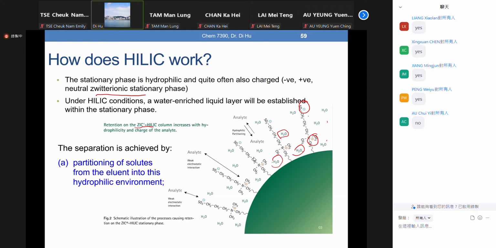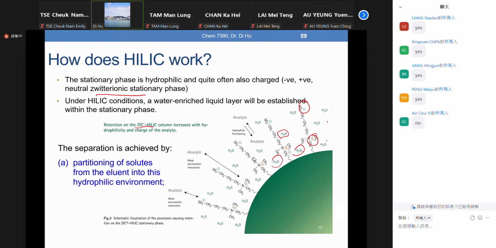This type of interaction includes hydrogen bonding, right? Okay, hydrogen bonding. And it also includes some dipole-dipole interactions, right? Therefore, both hydrogen bonding, the extent of which depends on the acidity or basicity of the analyte, and the dipole-dipole interaction, which depends on the dipole moment and polarizability of the analyte, are factors that govern this kind of retention in this hydrophilic environment.